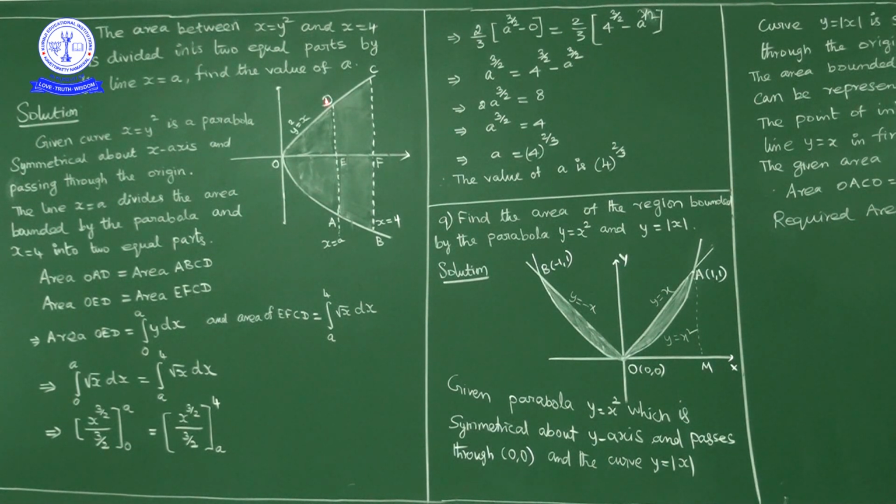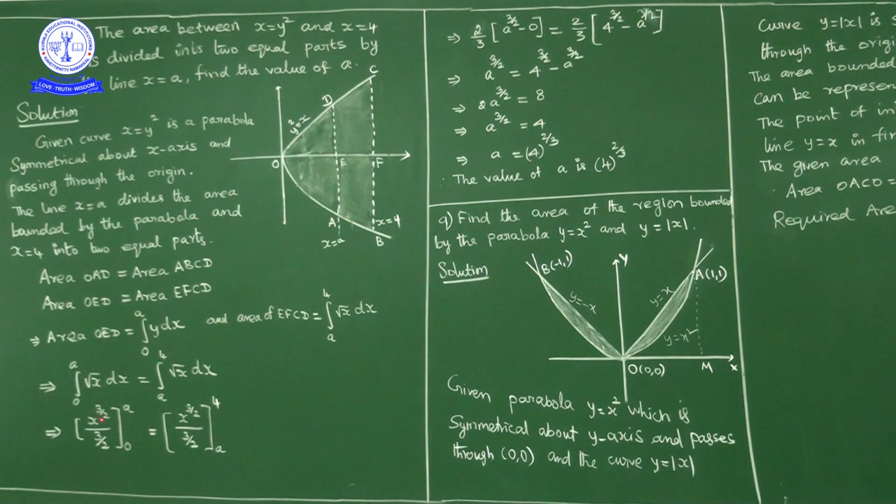Now area of ODE, this area is nothing but lower limit is 0 to upper limit is a, y dx. What is y? y is square root of x dx. So this is area of curve OED. Now CDEF area, nothing but lower limit is a, upper limit is 4, y is nothing but square root of x. So area of CDEF is equal to integral a to 4 square root of x dx.